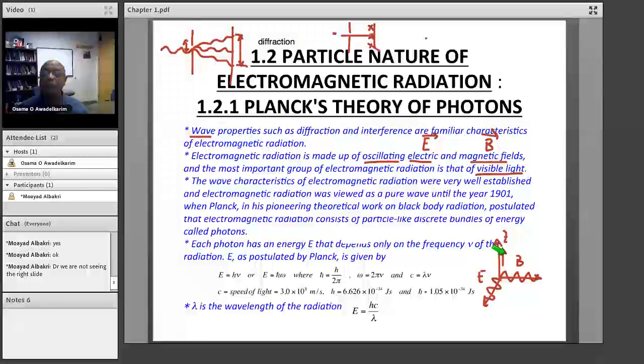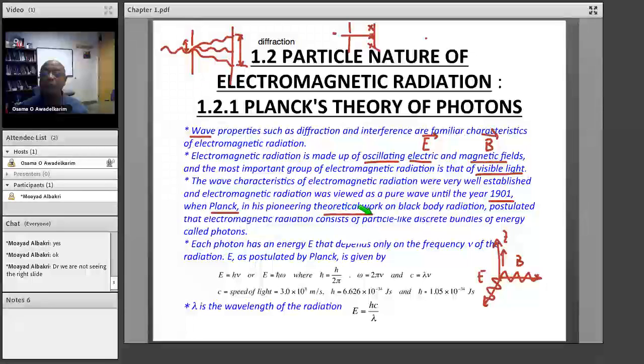But that was the case until 1900. There was this very important experiment in physics that threw doubts on all laws of physics because people observed it but they couldn't understand it until a German scientist called Planck, Max Planck, came up with a very pioneering theoretical work.